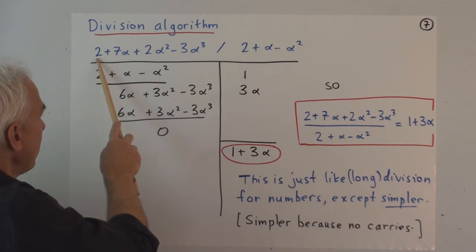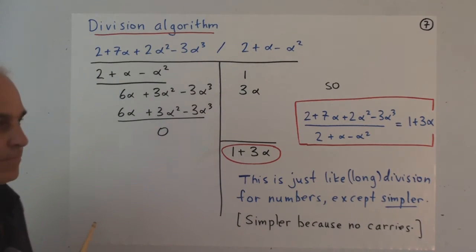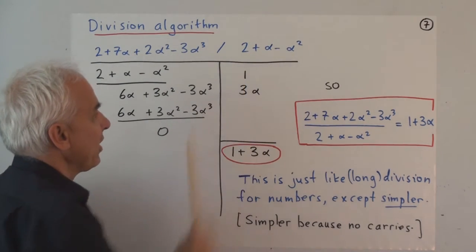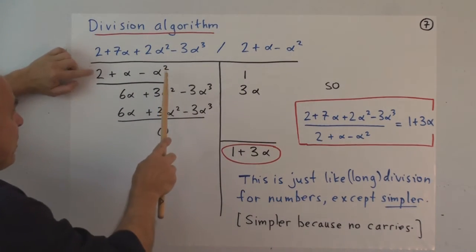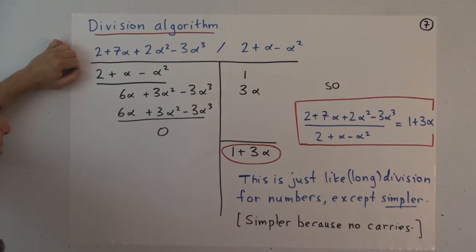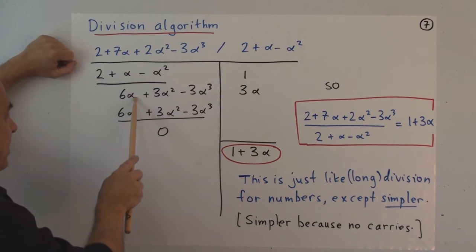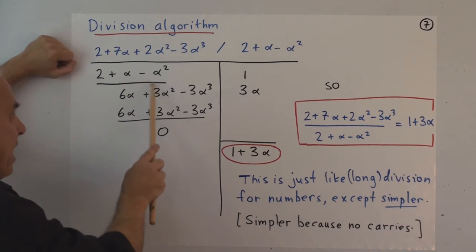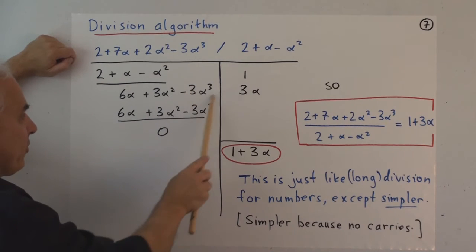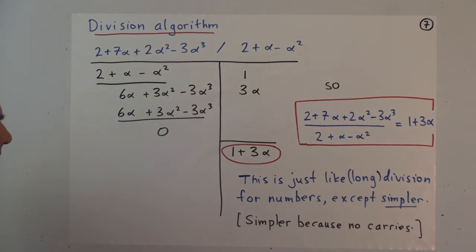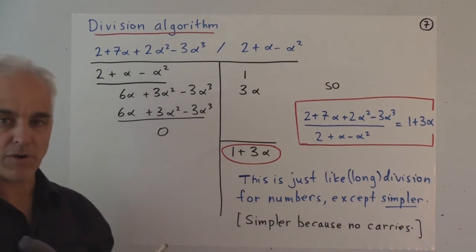Over here, there's a 2. So we have to multiply this thing once to get that 2. So we're going to take one copy of this thing initially. And there's the one copy right there. I've just copied it again. And we're going to subtract that one copy from the original polynomial. 2 minus 2 is 0. 7 alpha minus alpha is 6 alpha. 2 alpha squared minus alpha squared is 3 alpha squared. And minus 3 alpha cubed, well, we're not subtracting any alpha cubed, so we still have minus 3 alpha cubed.